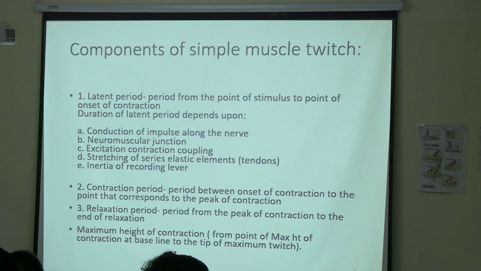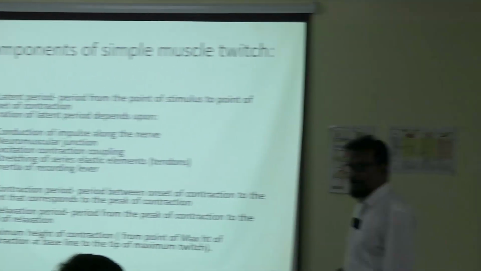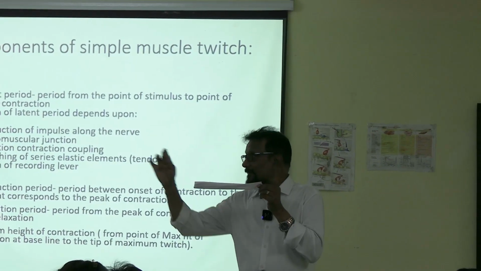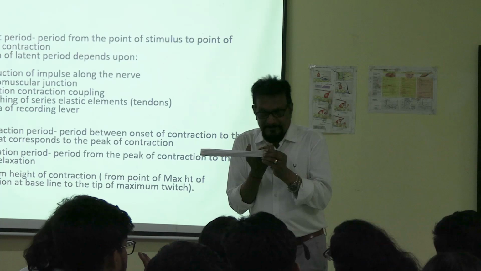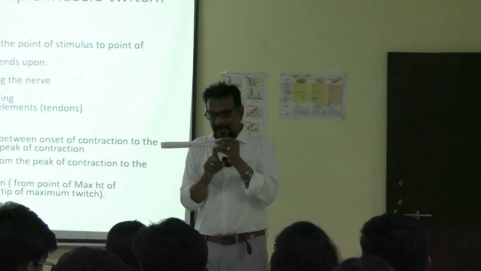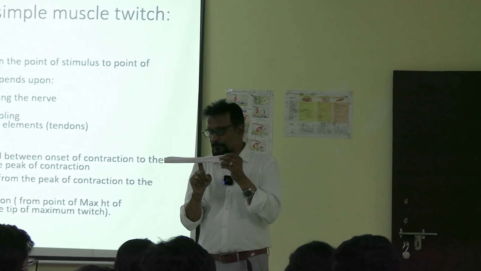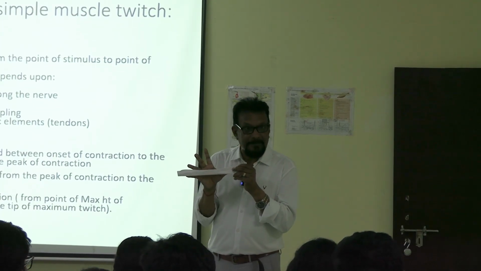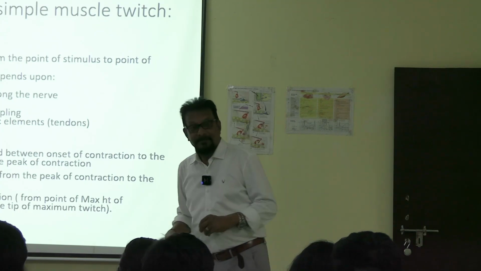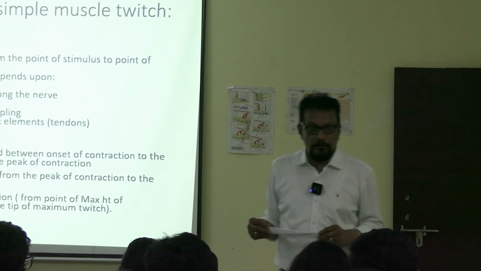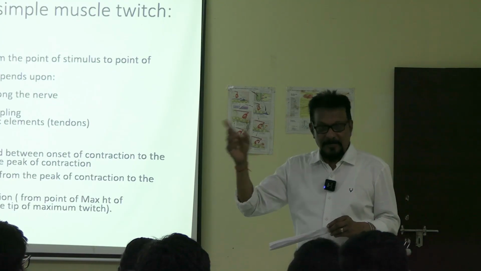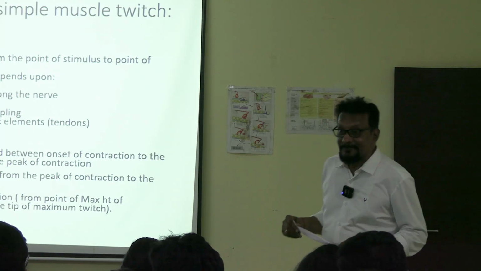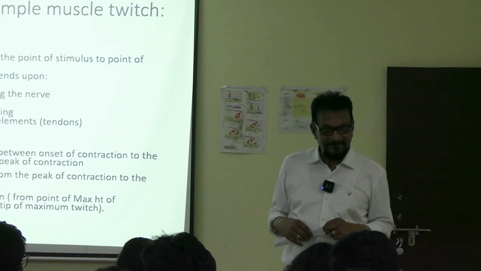What are these? Conduction of impulse along the nerve, I already told. This is the nerve and here is the muscle. So I have given the stimulation here. So this action potential, nerve impulse, has to be transmitted along this. So this will require a certain period of time. Then second point, a certain time will also be taken for transmission across the neuromuscular junction. And third point is for excitation-contraction coupling.